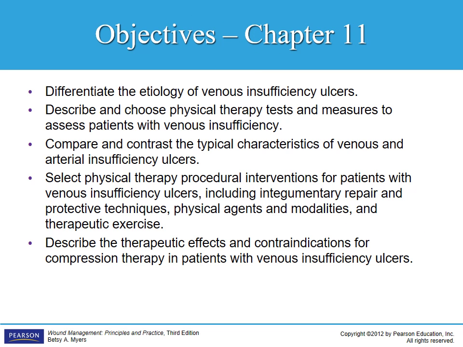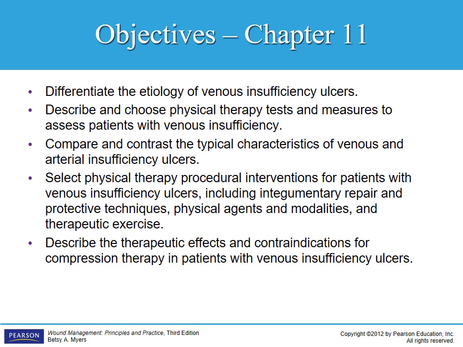So the objectives for chapter 11 are to differentiate the etiology of venous insufficiency ulcers, to describe and choose physical therapy tests and measures to assess patients with venous insufficiency, to compare and contrast the typical characteristics of venous and arterial insufficiency ulcers. So we want to be able to understand what a venous ulcer looks like versus what an arterial insufficiency ulcer looks like.